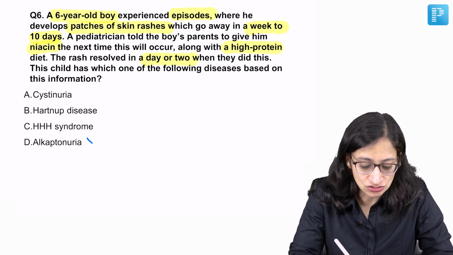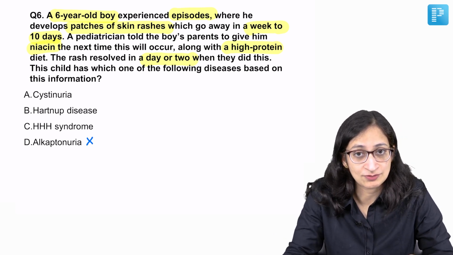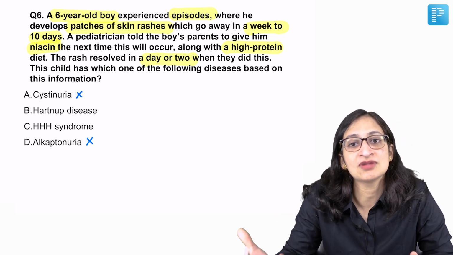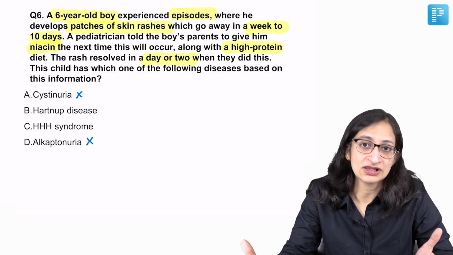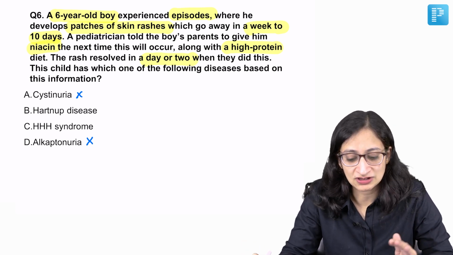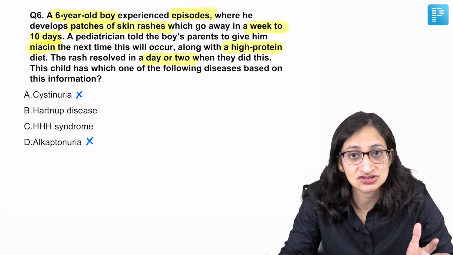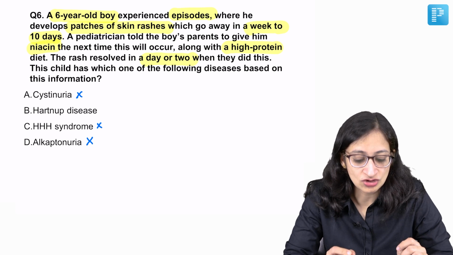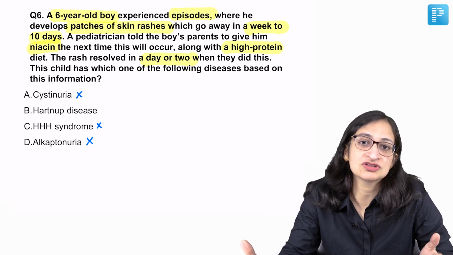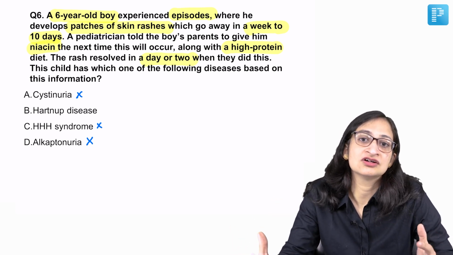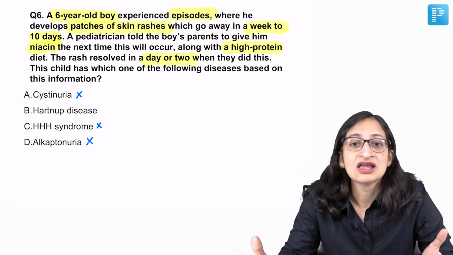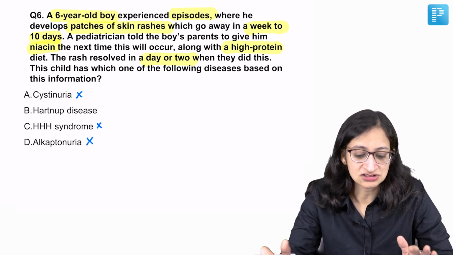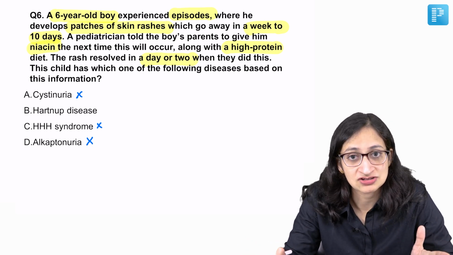Of course, we know this is not Alkaptonuria. We already saw a case of Alkaptonuria. Now in cystinuria, there is renal dysfunction, loin pain, hematuria, and renal colic can be there. So cystinuria is typically not what presents with skin rashes, right? HHH syndrome again is a urea cycle disorder, so that will present more with episodes of lethargy, hepatic dysfunction, vomiting, and poor feeding. So it is typically not a presentation with skin rashes, right?